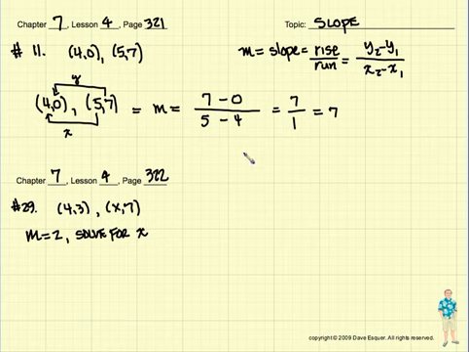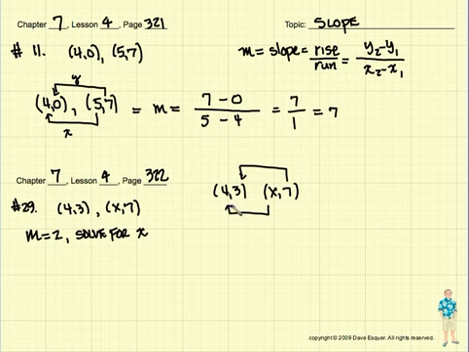Let's try this for problem number 29. The ordered pairs are 4, 3 and x, 7. They gave us the slope this time and they said solve for x. So here we go. Let's do the same thing. So we're going to do 4, 3. We're going to do x, 7. We're going to go y's on the top. X is on the bottom. So the y's on the top. X is on the bottom.